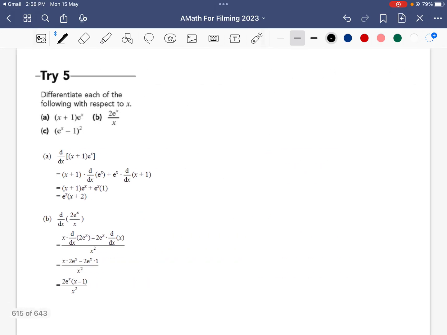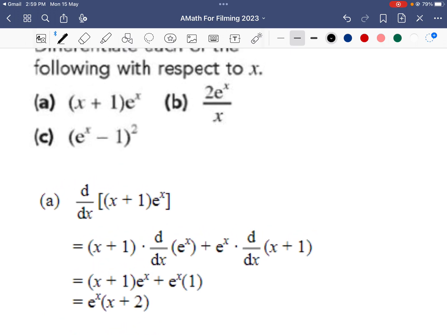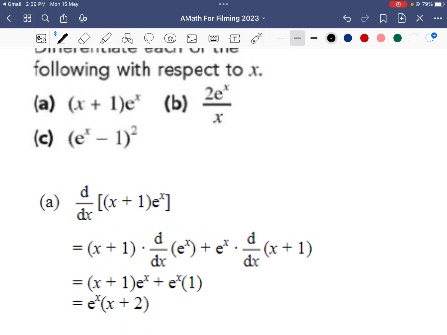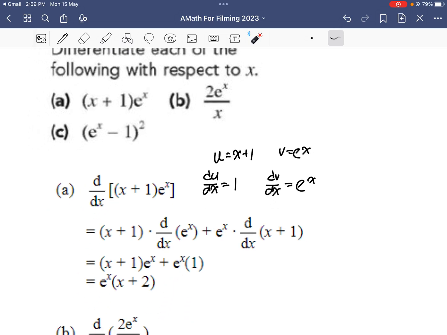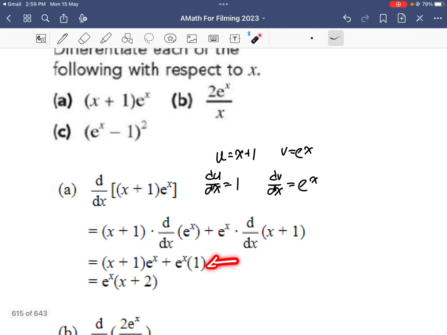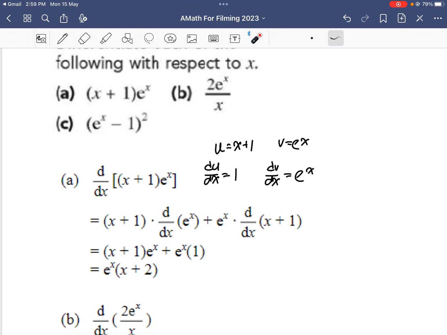Okay, this is it for try 5. So for part A itself, we are actually applying the product rule. So once again, u is x plus 1, differentiating u with respect to x is 1, v is e to the power of x, differentiating v with respect to x is e to the power of x. So if I apply the product rule over here, my final result is e to the power of x times x plus 2. You will actually factorize e to the power of x from this.